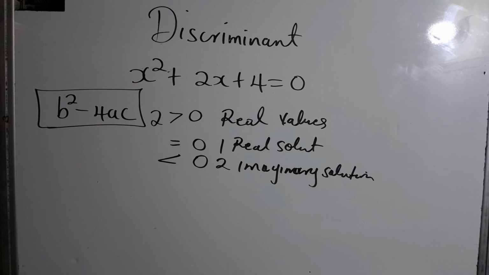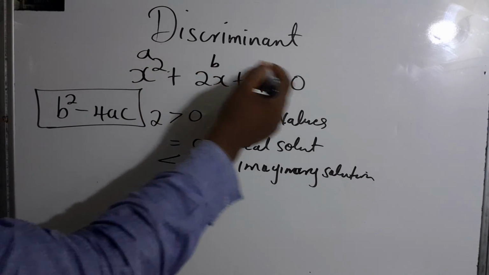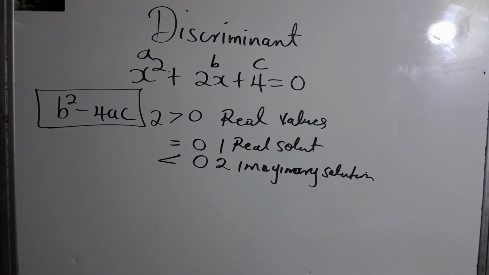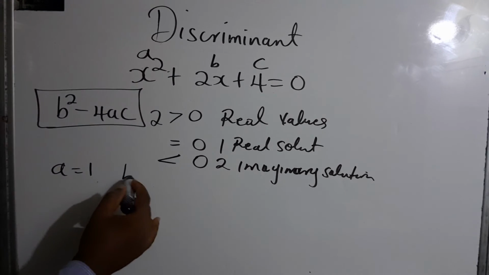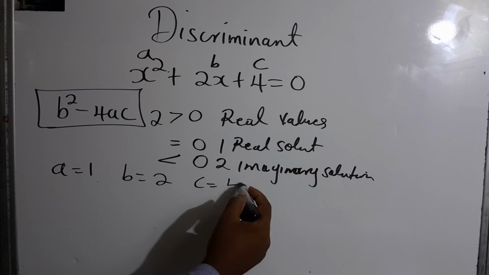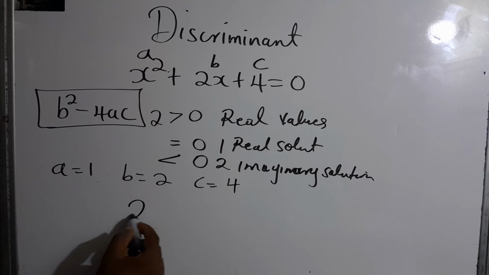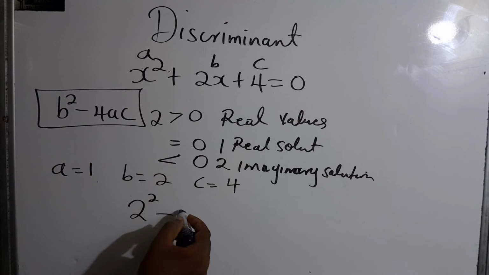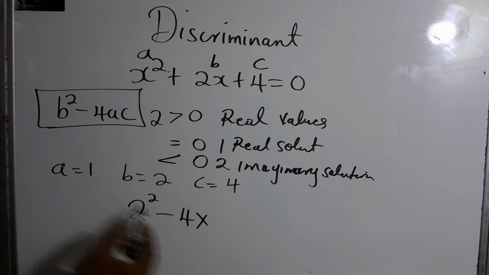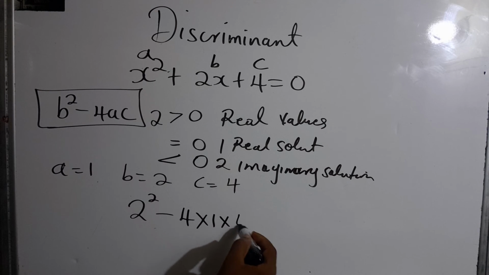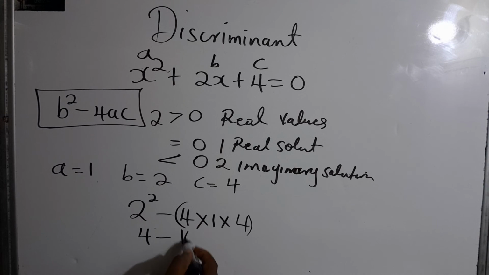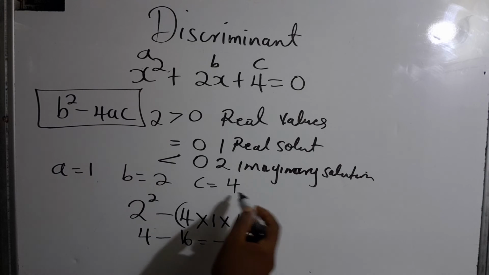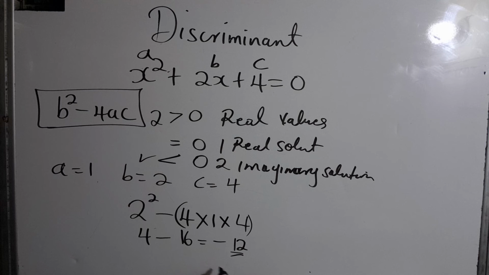Alright, so let's put things in perspective. First, we label it a, b, c, and we just substitute that in the formula. Now, a is equal to 1, b is equal to 2, and c is equal to 4. The formula says b squared, so it would be 2 squared minus 4 times a, which is 1, times c, which is 4. 2 squared, that's 4, minus 4 ones 4, 4 fours that's 16, so it would be negative 12. So that means it's less than 0, so we have two imaginary solutions.